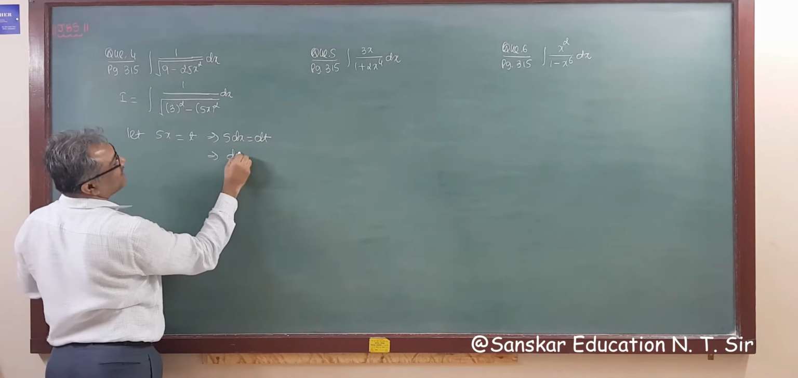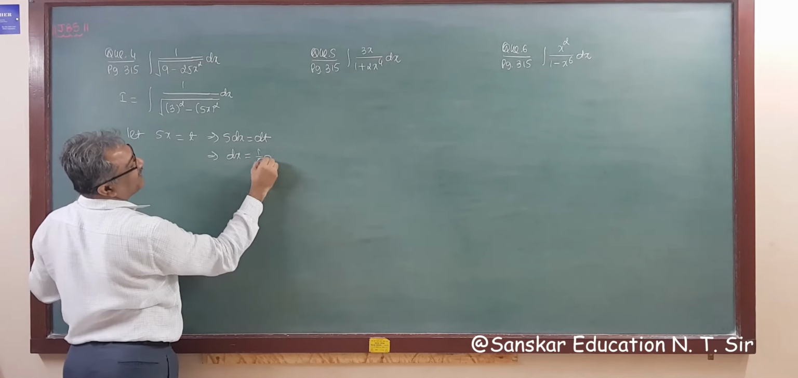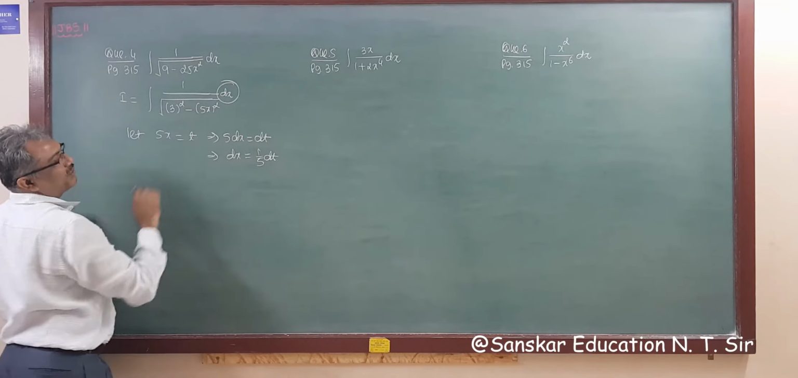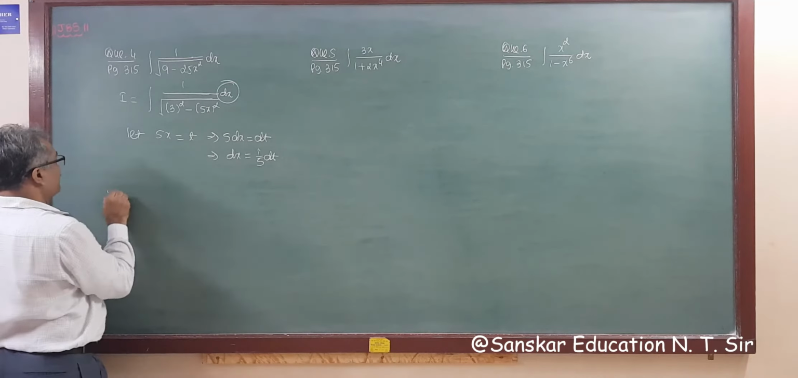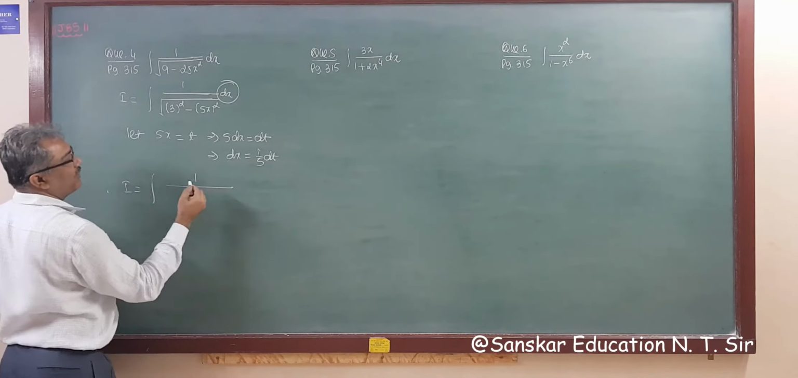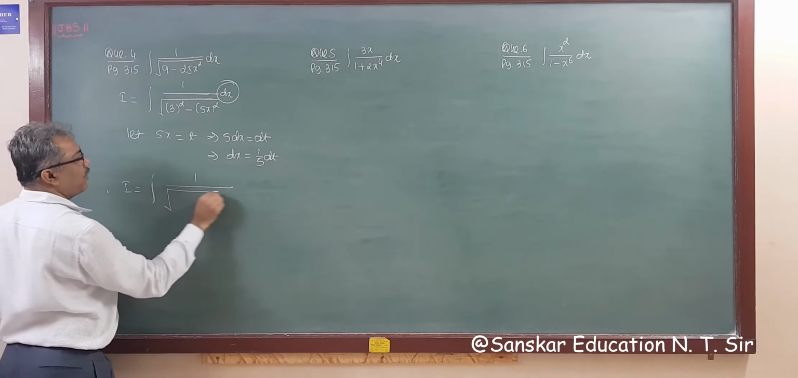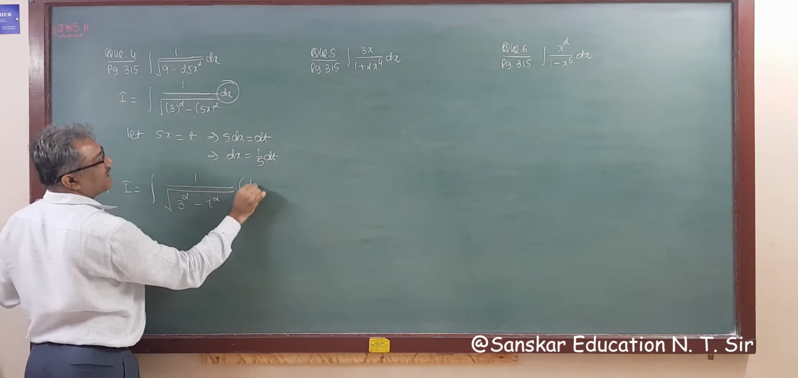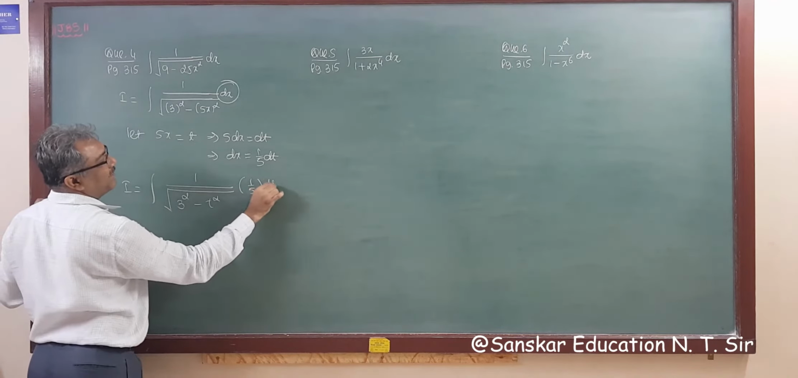So dx is equal to 1 upon 5 dt. So instead of dx, we have to substitute 1 upon 5 dt. So what is your I? I is integration 1 upon square root of 3 square minus t square, and dx is 1 upon 5 dt.